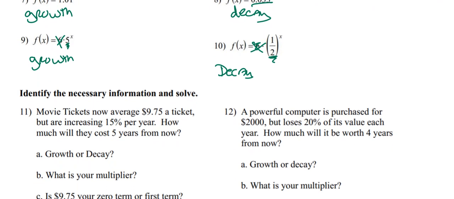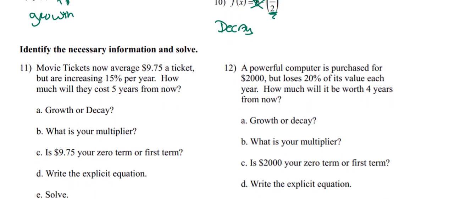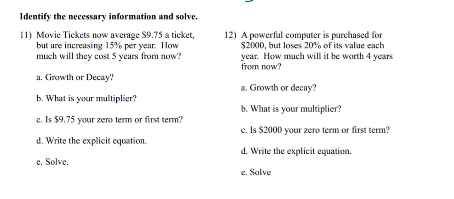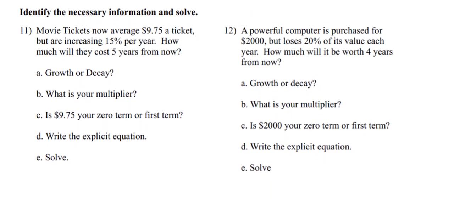Now the next few examples are going to be how you would basically apply the growth and decay formula to actually solve situations or try to estimate future costs or what things will be in the future or in the past. You can go backwards as well. But for number 11, it says movie tickets now average $9.75 per ticket, but are increasing 15% per year. How much will they cost 5 years from now?